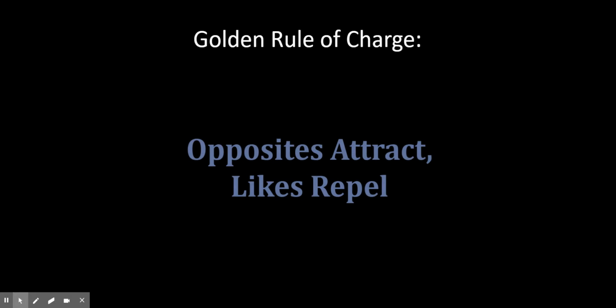Before we go any further, we've got to remember what's the golden rule of charge. The golden rule of charge is that opposites attract and likes repel. You guys already know this about magnets. If I bring a north pole and a south pole of a magnet together, they're going to attract. However, if I bring two north poles together, those magnets would repel. Same thing with two south poles.